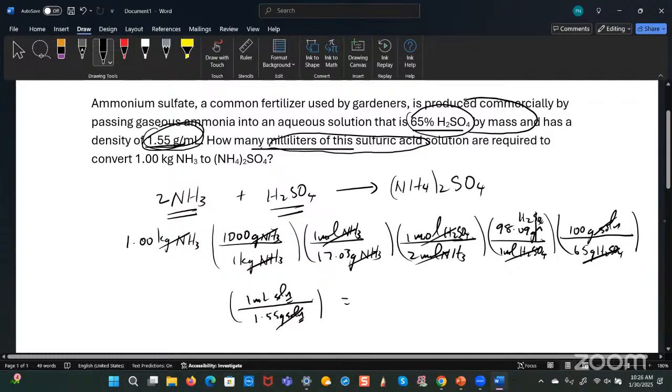1 times 1,000 divided by 17.03 divided by 2 times 98.09 times 100 divided by 65 divided by 1.55. And according to my calculations, when rounded to three significant figures, the answer becomes 2860 milliliters of solution. And that's how you do that.